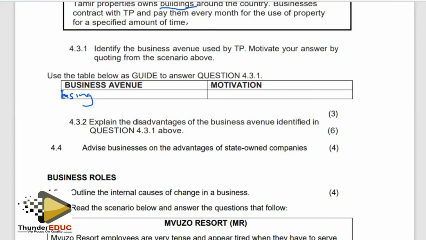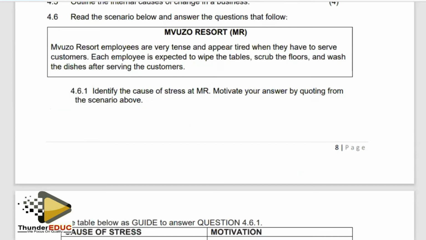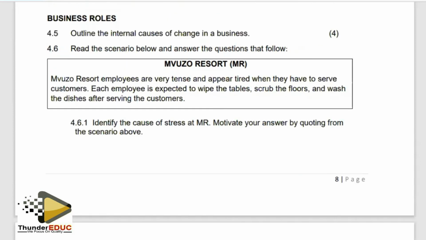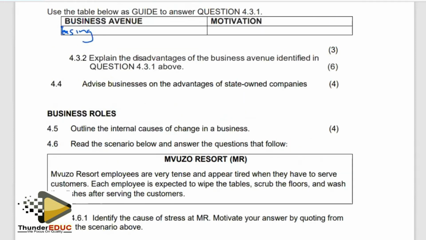What is the motivation therefore? The motivation is that businesses contract with TP and pay them every month for the use of the property for a specified amount of time. That's it. So we are going to another question here. We are required to explain the disadvantages.